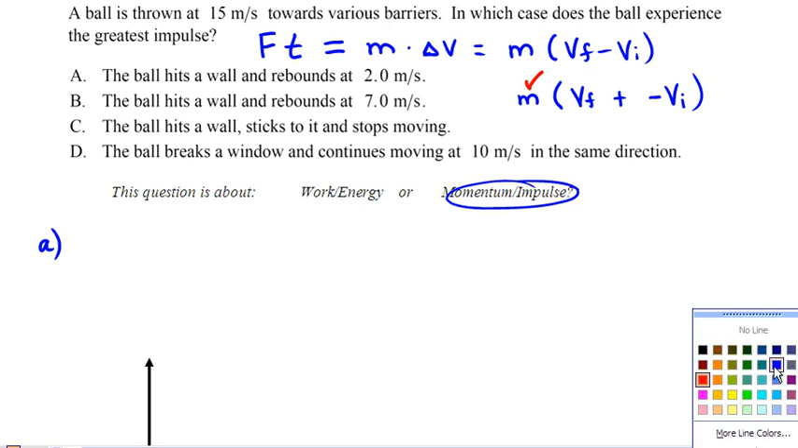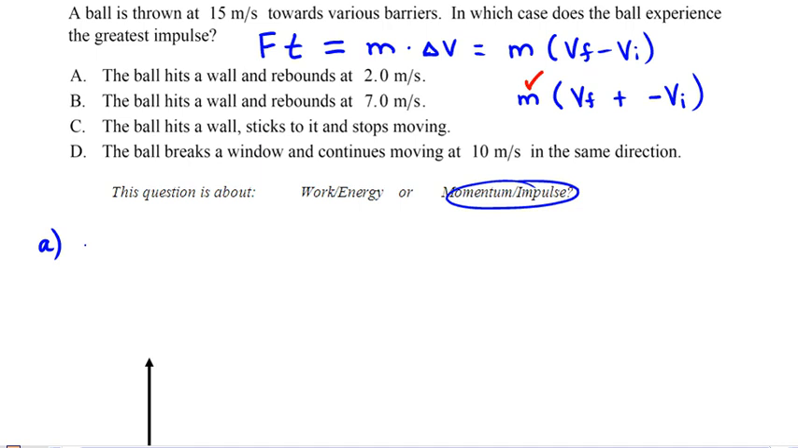So if I go to take a look at that delta V, if I go to figure out how much VF minus VI is, I would have here a VF of negative 2 subtract a VI of positive 15. So that's actually a change in velocity of minus 17. Okay, it's a pretty impressive change. Bit of a U-turn going on there.